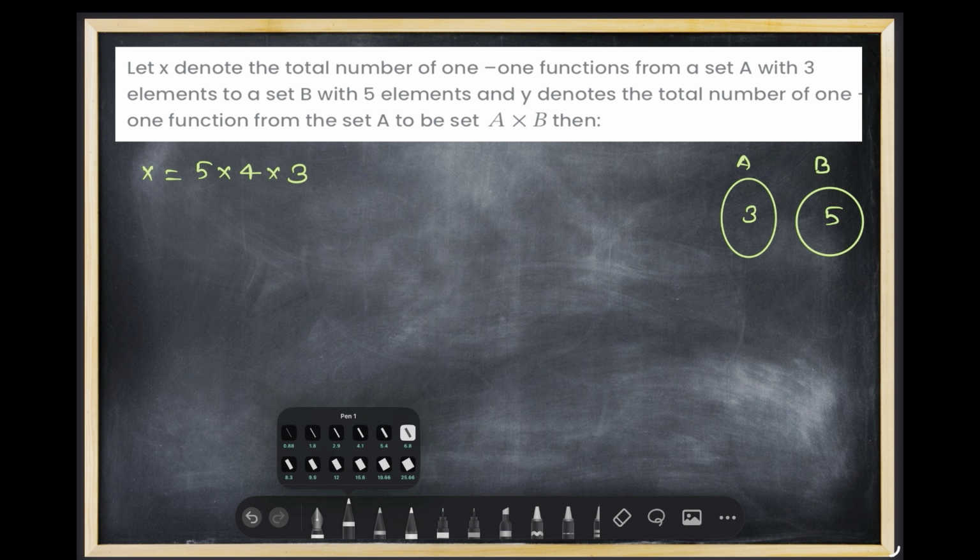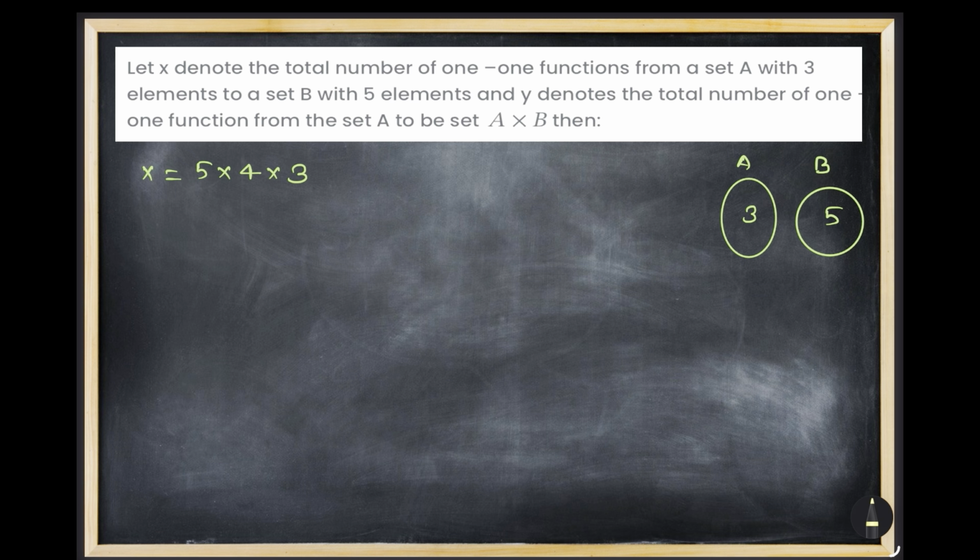Now focus on y. And y denotes the total number of 1-1 functions from the set A. So set A has 3 members, to the set A cross B, not to the set B. So A cross B means what? Cartesian product. So A cross B will have 15 elements.